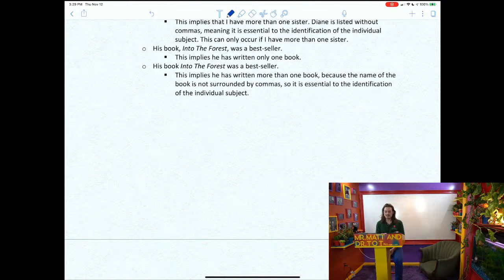In the second example, however, I don't have any commas, so it's implied that the name of the book is essential to the identification of the subject, so therefore it's implying that he wrote more than one book, and therefore it's essential for me to label the book of which I'm speaking. If you have any questions, then please let me know. That is very tricky, but we're going to get some practice with it today and moving forward.